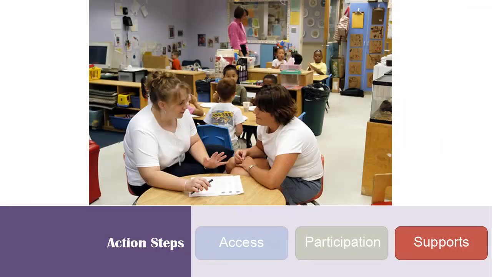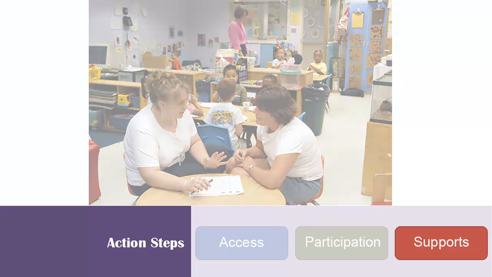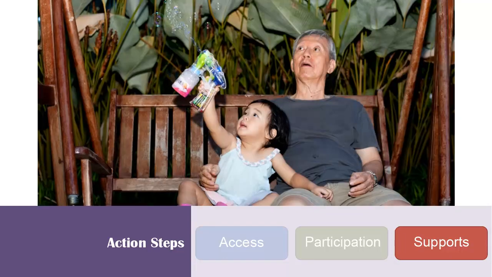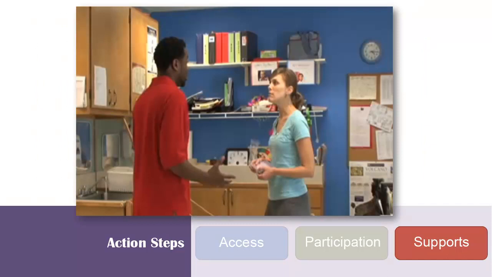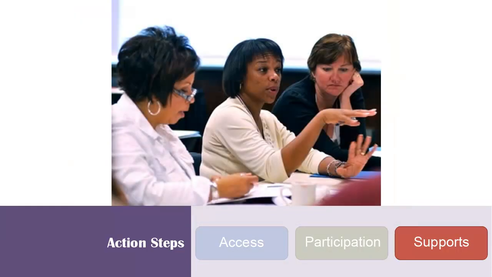And finally, think about support. You can't do this alone. Find allies to work with you. These allies include families and other professionals in your community with whom you can partner to ensure that each child's needs are being met in your program.